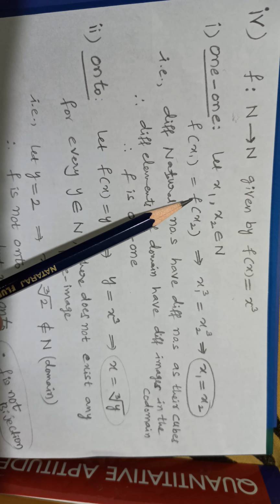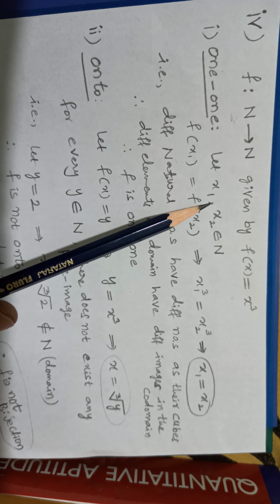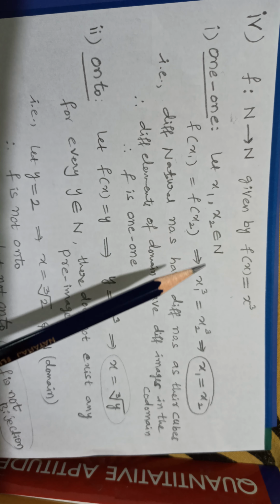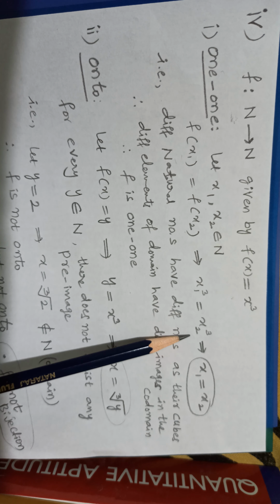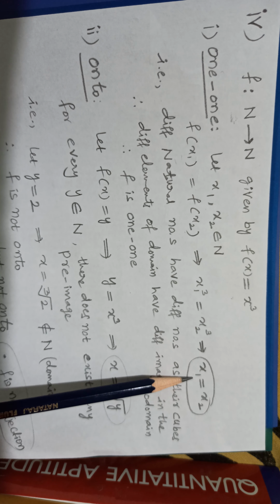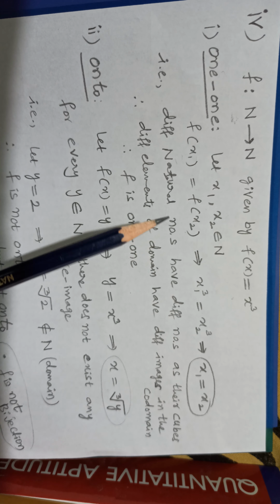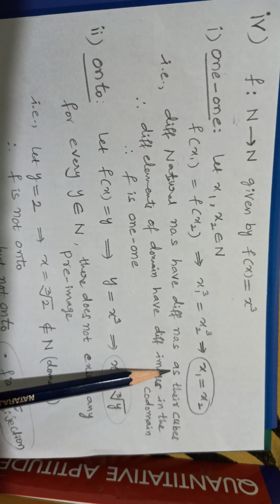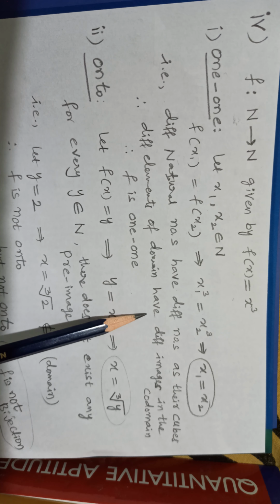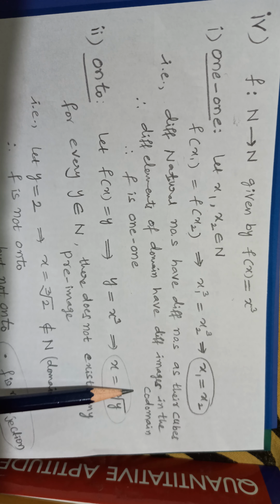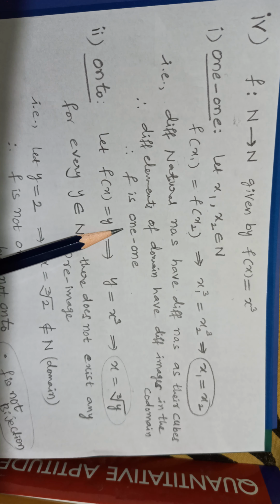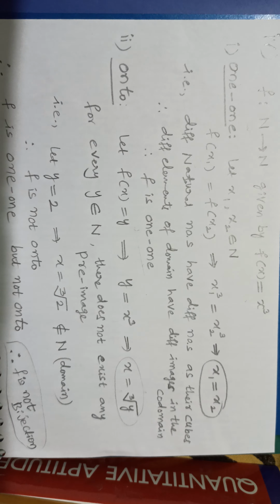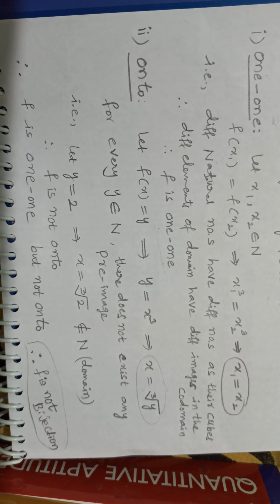Okay, so theoretically, formally how can you prove? Let x1, x2 belong to N, f of x1 equal to f of x2. That implies x1 cube equal to x2 cube. That implies x1 equal to x2. So different natural numbers have different numbers as their cubes. So different elements of domain have different images in the codomain. Correct or not? So f is 1-1. Clear?